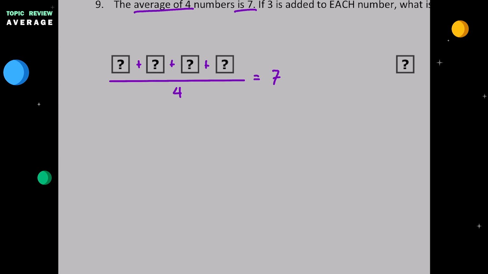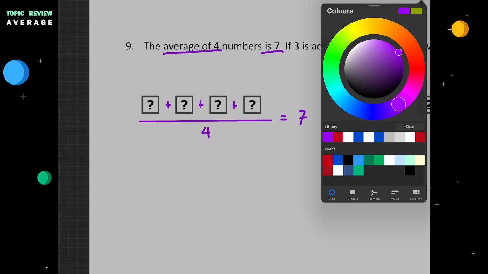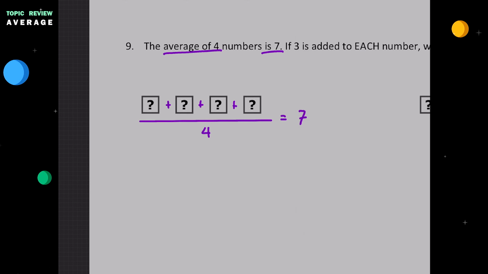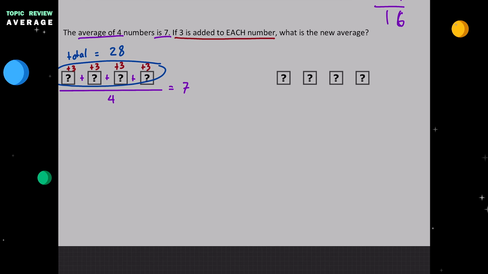Now it says 3 is added to each number. So imagine if I add 3 to each number. Actually, first of all, let's not forget to do the important thing, which is to find the total. Total is 4 times 7, which is 28. Great. Now it says, what happens if I add 3 to each number? 3 is added to each number. So we're going to add 3 to each of these numbers. What is the new average?